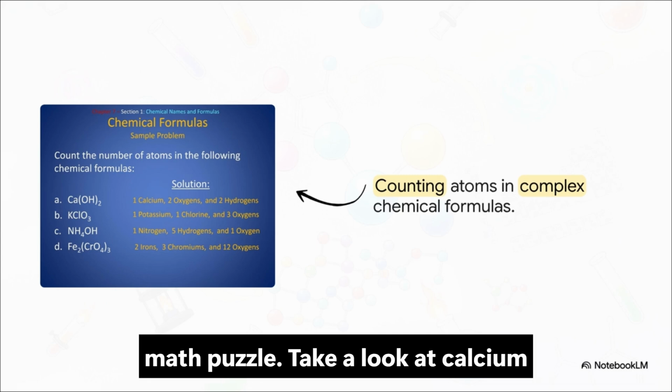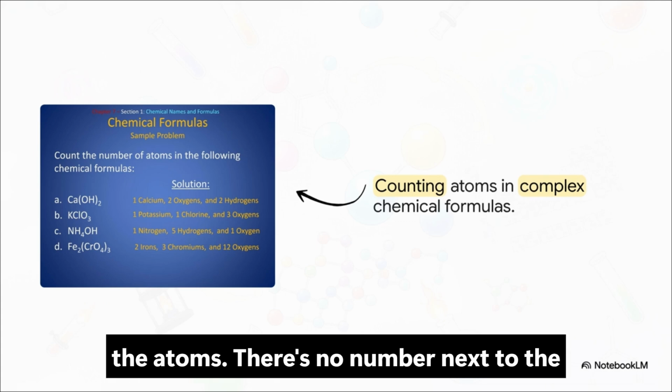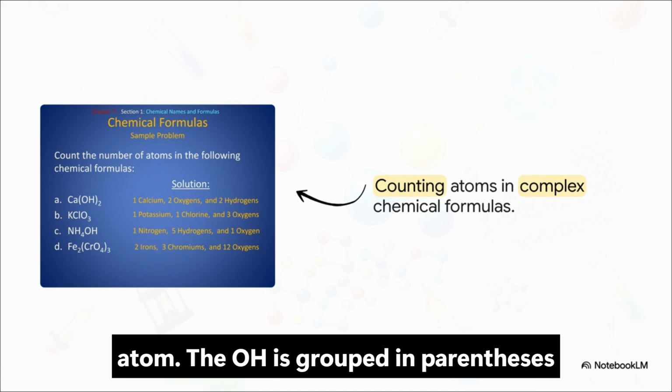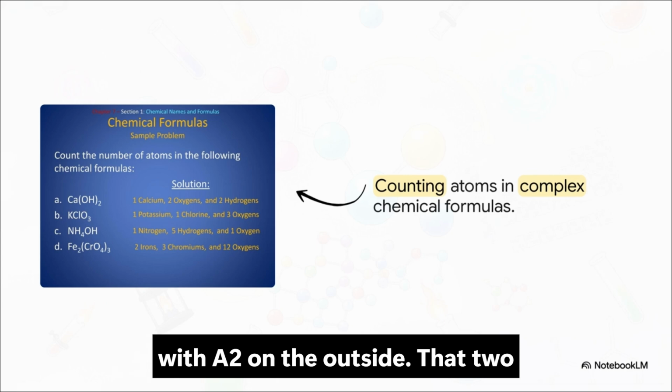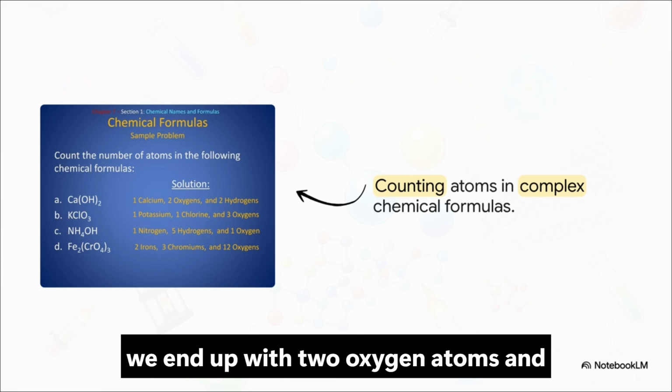Let's practice reading some of this chemical punctuation because it really is like a math puzzle. Take a look at calcium hydroxide, written as Ca(OH)2. Let's count the atoms. There's no number next to the calcium, so boom, we have 1 calcium atom. The OH is grouped in parentheses with a 2 on the outside. That 2 distributes to everything inside, meaning we end up with 2 oxygen atoms and 2 hydrogen atoms.